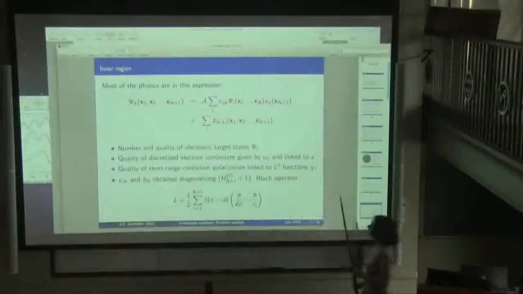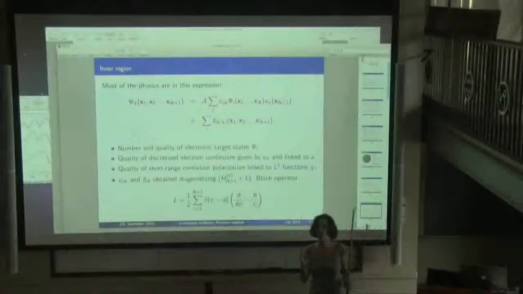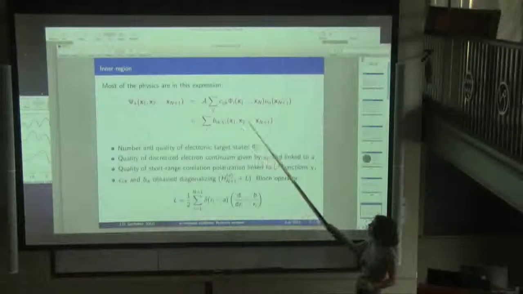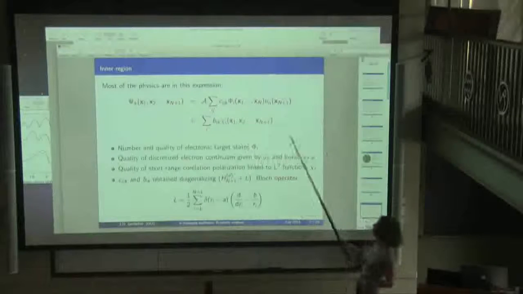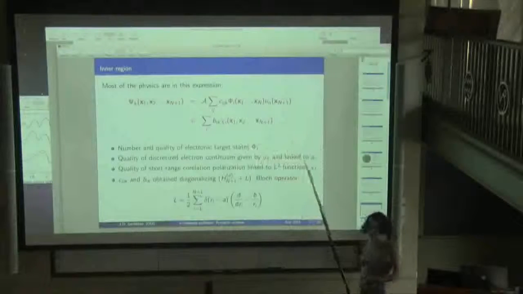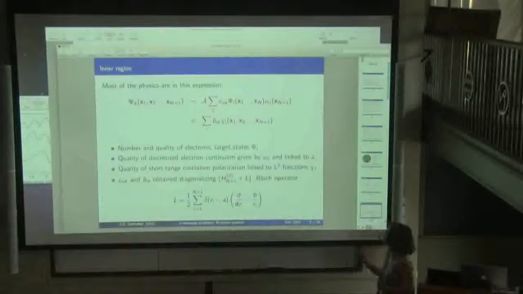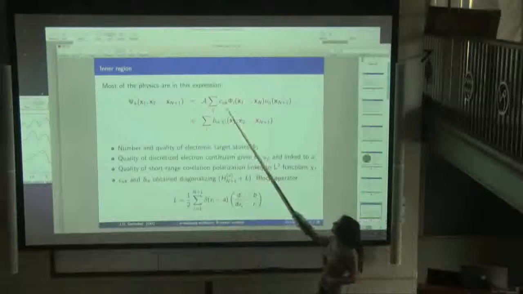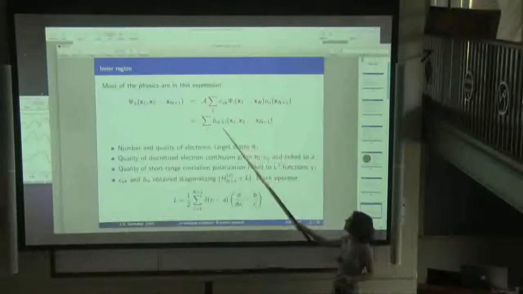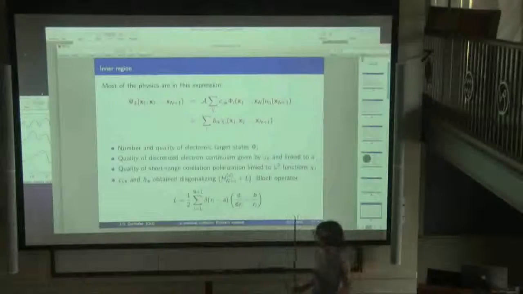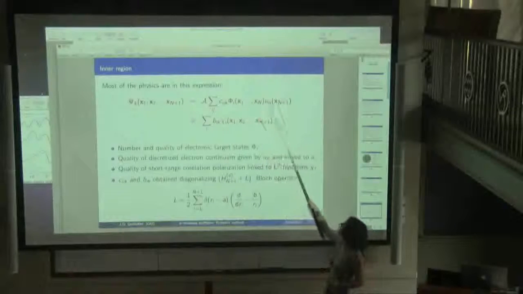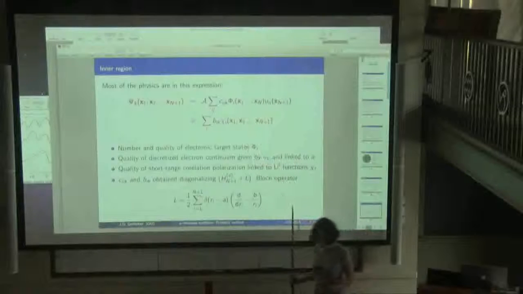And then the quality of the description of the short-range correlation and polarization is linked to these L-squared functions. And again, how well we can represent correlation and polarization is important. So getting these right will also give us an idea of the quality of our results. Of course, to obtain these coefficients, we diagonalize a Hamiltonian in the basis of some configuration state functions that are given by this product and those L-squared functions.